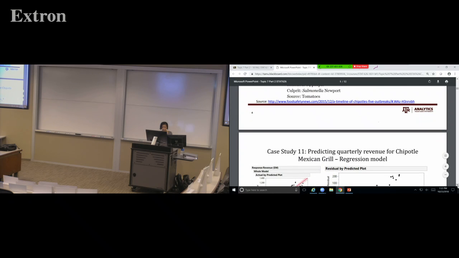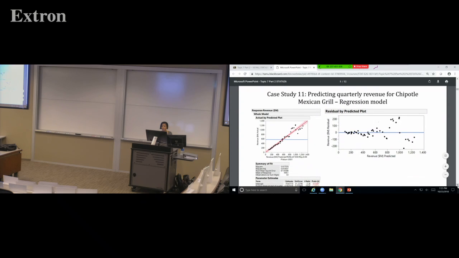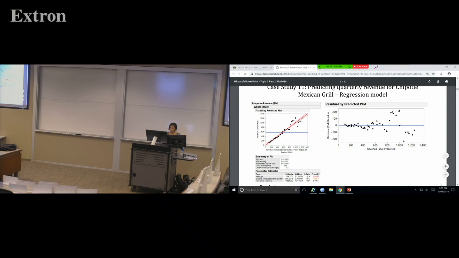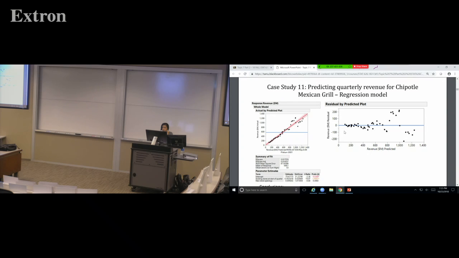Okay. So here, to start the process of looking at the data, looking at the regression model using the two predictors, existing stores and new stores, to predict quarterly revenue, what we're able to see is that there appears to be non-constant variance in the residuals. So with this non-constant variance in the residuals, we're going to look at a logarithmic transformation of both the revenue and the predictors.